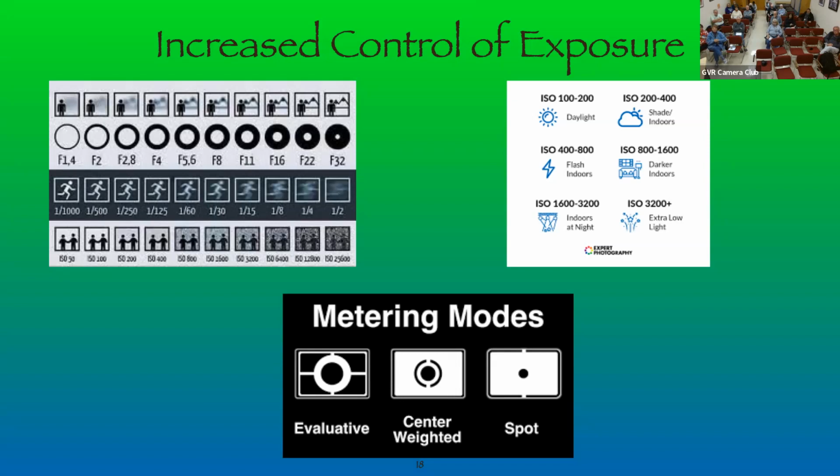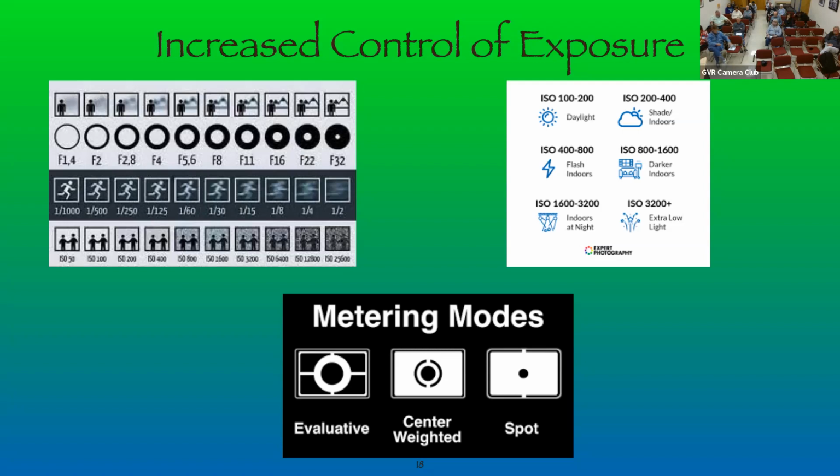Metering modes are evaluated, center weighted, and spot. What metering is talking about is the light meter that's built into your camera. Most times, in auto modes, it'll be evaluated. It looks at the whole frame and evaluates the light from all over.